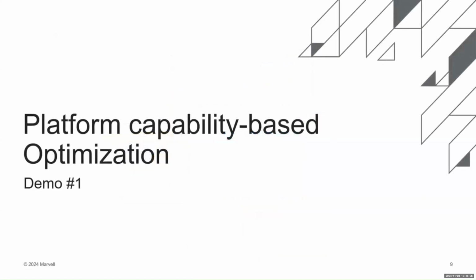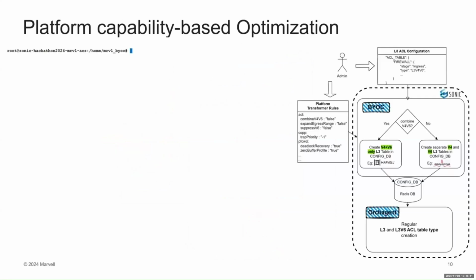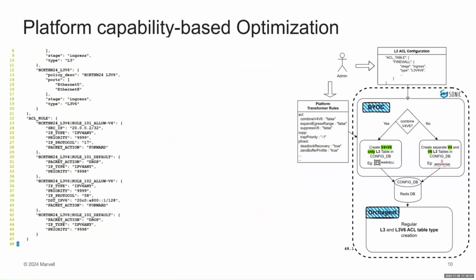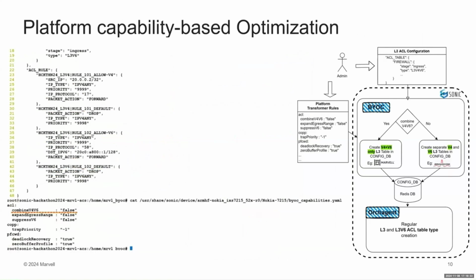Demo 1 showcases platform capability-based optimization. For this demo, we are going to take a user SONiC config having separate v4 and v6 ACL tables and corresponding rules. Orange highlights v4 table information and blue highlights v6 table information. Corresponding ACL rules are also shown here. This demo uses a Marvell Prestera device example that does not support combining v4 v6 tables. Hence, the platform rules YAML, BYOC capabilities, which resides in the corresponding device config path, contains combine v4 v6 as follows.